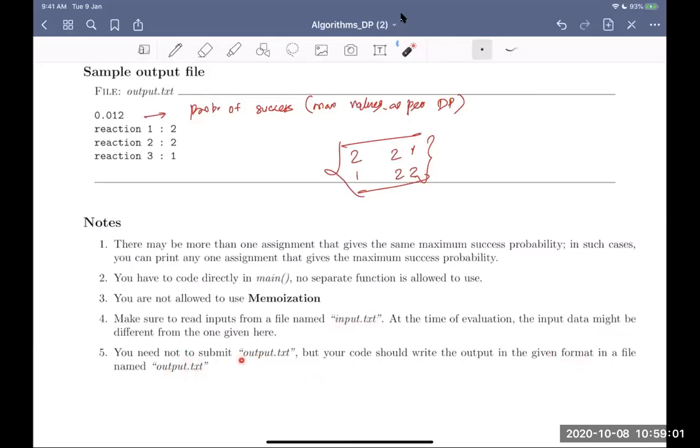You don't have to submit that file. You are not supposed to submit it. Only one file, the C program that you submit. But your code should write the output in the given form. Okay, so that is all for your assignment today. Make sure that you follow all the guidelines, and please write in a comment what your subproblem is in the dynamic programming recurrence, and then write the code and submit. Okay then.